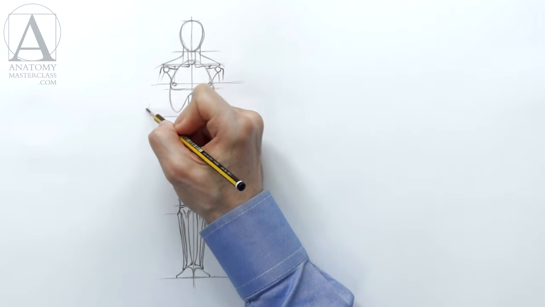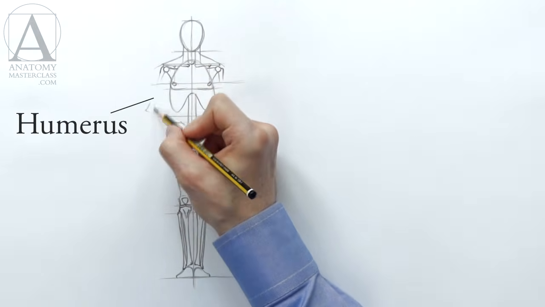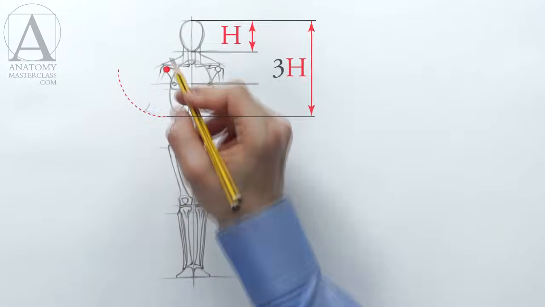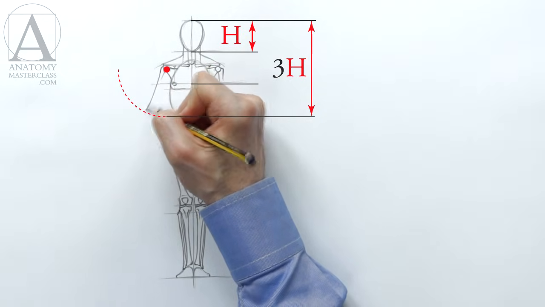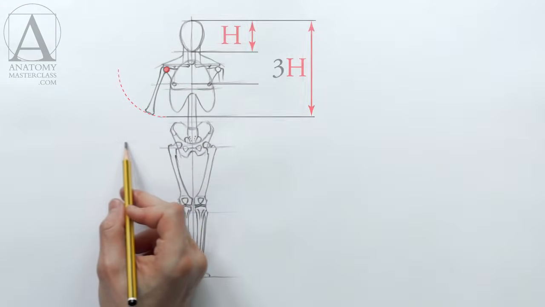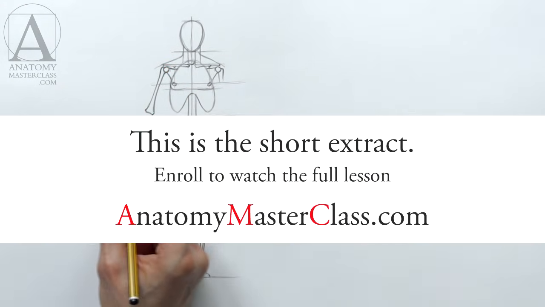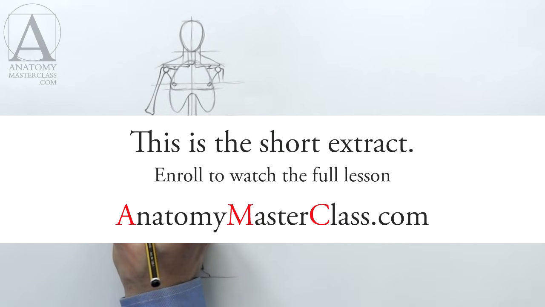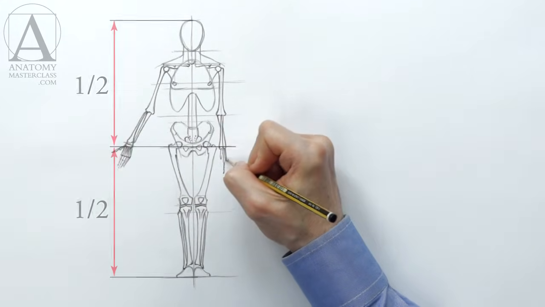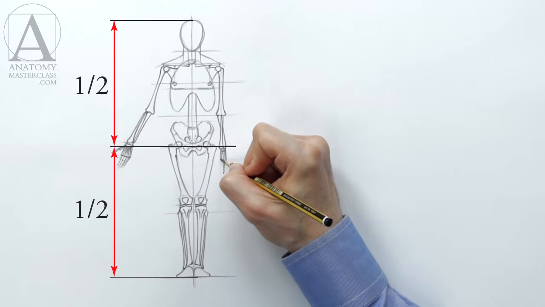The upper arm bone is called the humerus. It runs from the shoulder to the elbow. The lower end of the humerus coincides with a line that is 3 times the height of the head from the top of a human figure when the arm is hanging down. The wrist's position is on the same level as the pubic bone, halfway up the body.